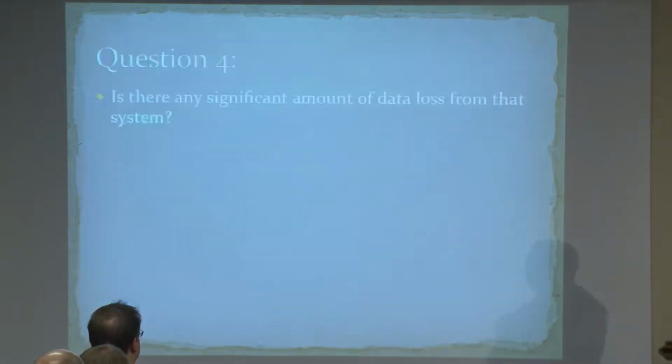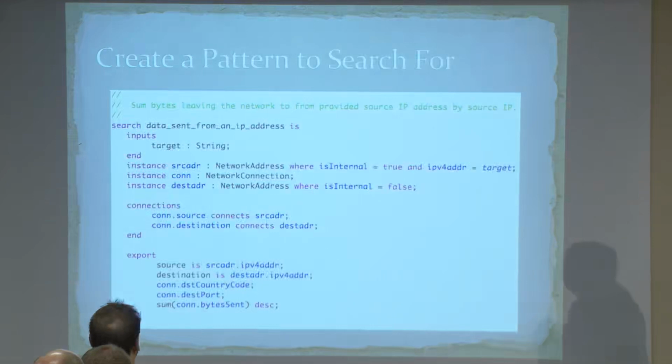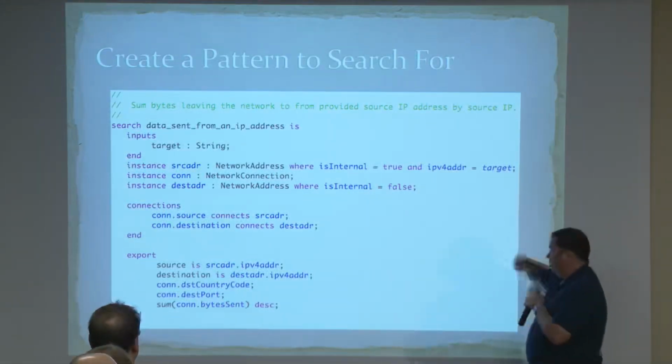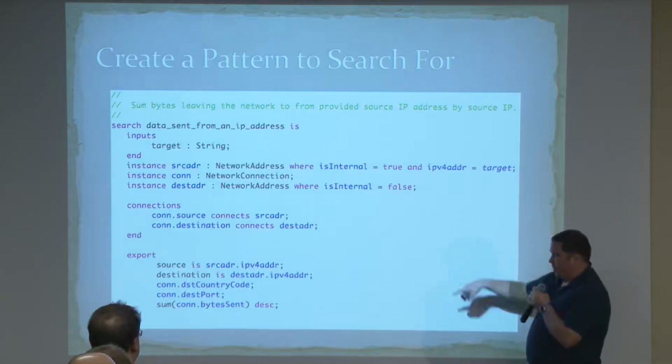Cool. And then question 4, is there any significant amount of data loss from that system? Right? Want to know if stuff's going out. So I create that pattern. I look for this specific IP address. I want to see all external connections.